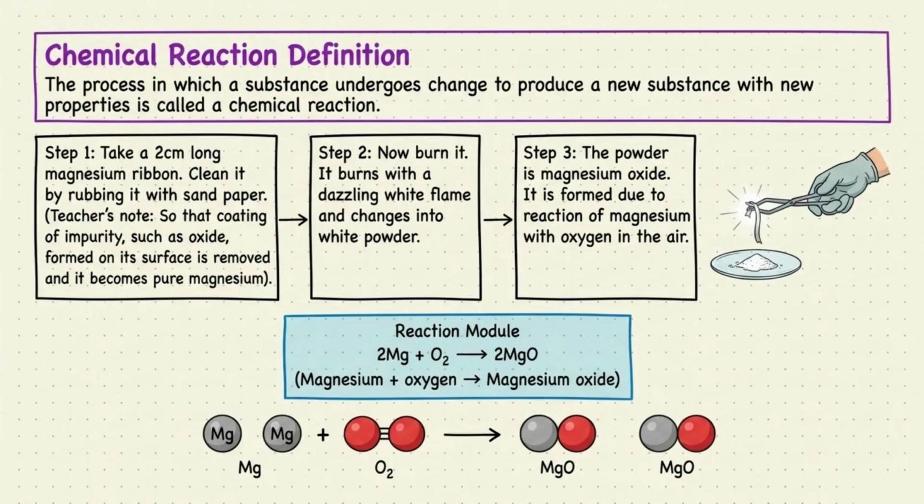Imagine you take a 2-centimeter long magnesium ribbon. Okay. But step 1, before we do anything, we must clean it by rubbing it with sandpaper. Now wait, why do we do that? Why not just burn it straight away?